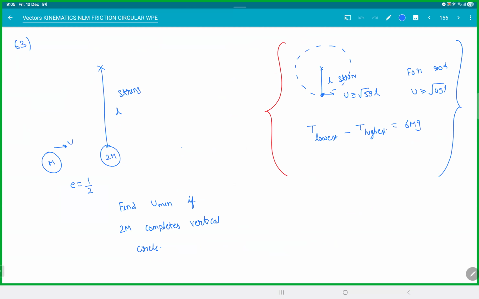I hope you remember the results for vertical circle. The minimum speed for a string is root 5gl. For a rod, root 4gl. The difference between tension at the upper and the lower is 6 mg. Standard results. You should literally remember them. In CET they'll ask, and in Mains also you can expect questions like these.